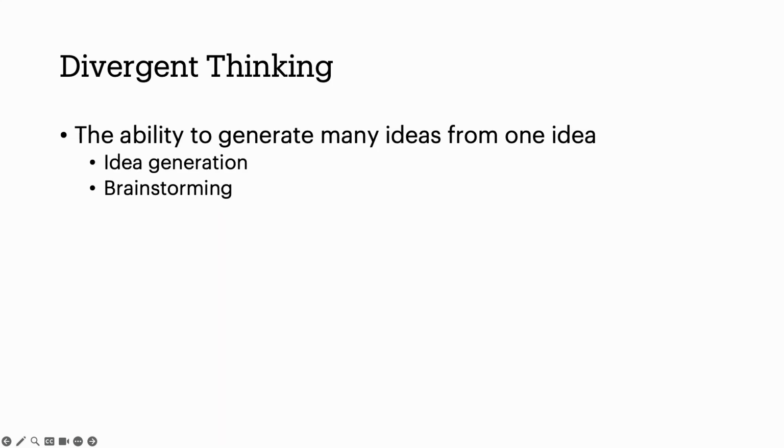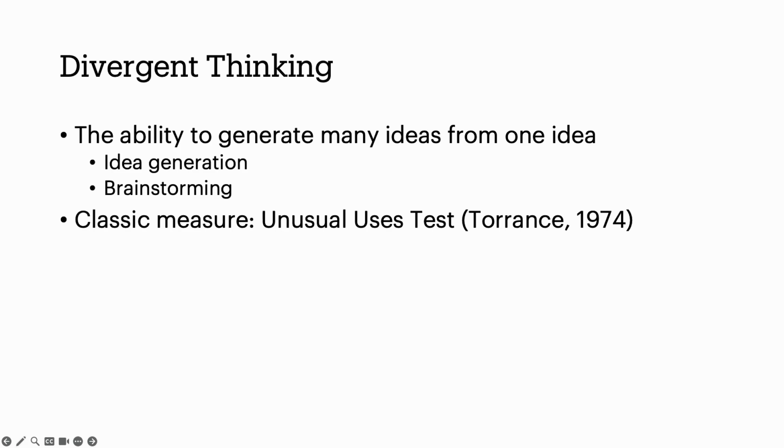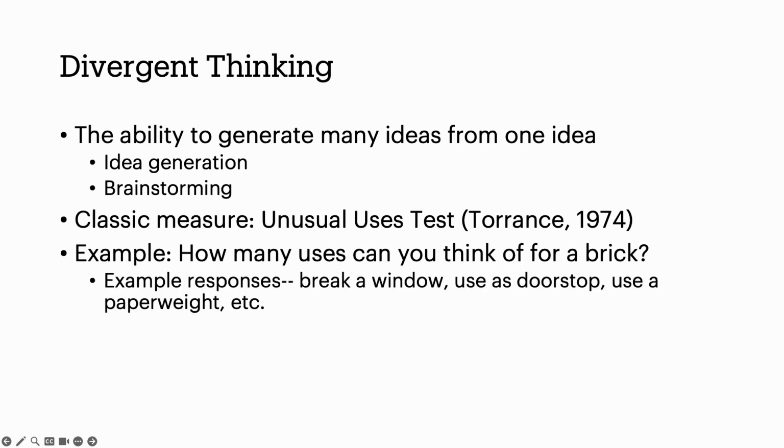So the ability to generate many ideas from one idea is what divergent thinking is. Idea generation, brainstorming, and a classic laboratory measure of divergent thinking is the unusual uses test. So for example, how many uses can you think of for a brick? So why don't we try that now? Can people name other things that you can use a brick for?